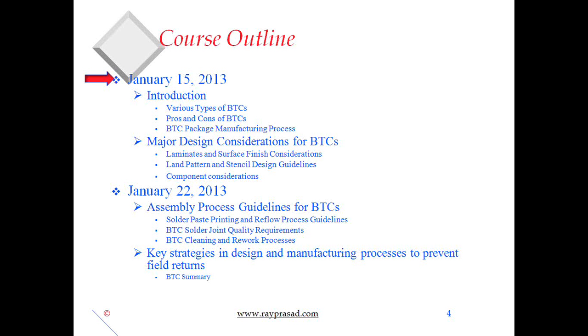Next week, we will basically focus on manufacturing issues. So this week is an introduction and design. Next week is manufacturing assembly process guidelines, with a specific focus on printing and reflow process, reliability requirement, quality requirements, rework, and those kinds of things, and conclude that with some general thoughts about how to make sure that we don't have problems controlling quality.